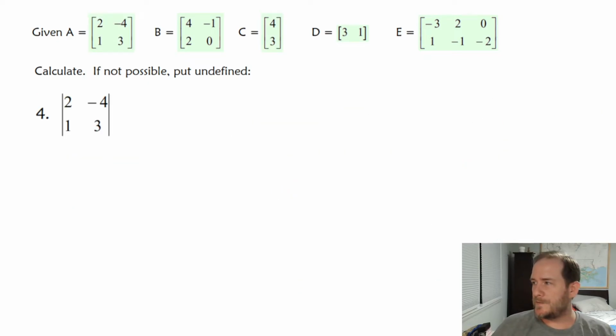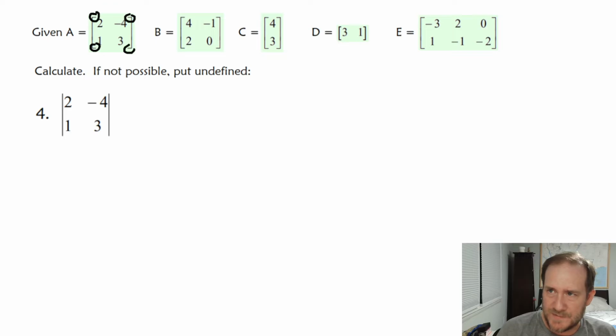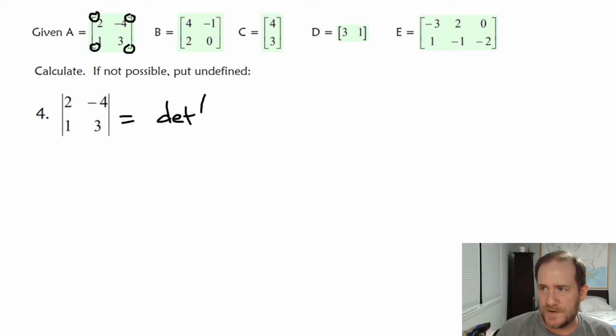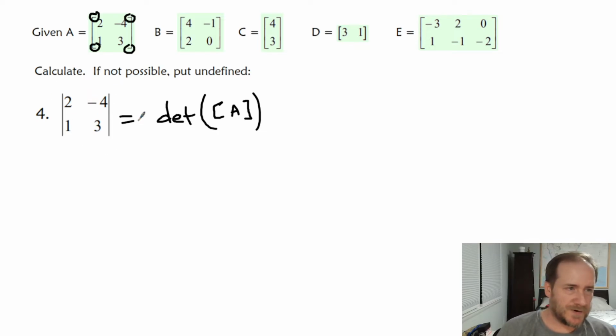All right, so this one's a little weird. 2, 4, 1, 3. Oh, so this is matrix A. So this funny notation here, if you haven't picked up on it, these vertical bars that don't have the little bits on the tops and the bottoms, this is a symbol that means find the determinant of matrix A. If you didn't know that, now you do. We're after the determinant.